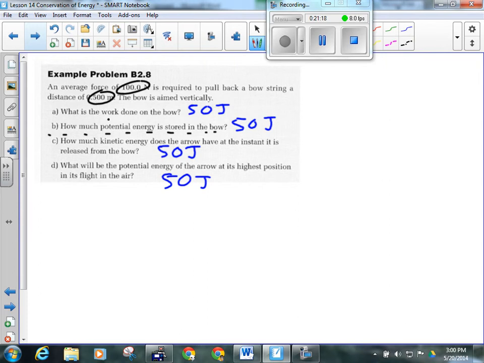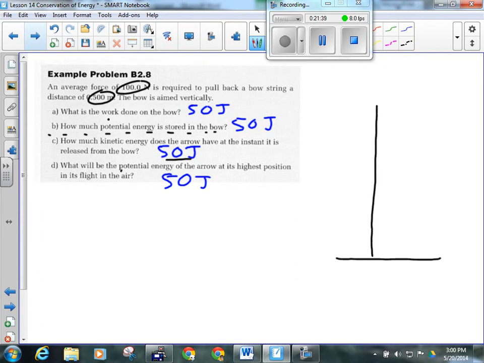Since the bow only has 50 joules of energy in it, it can only give the arrow 50 joules of energy. So the final kinetic energy of the arrow is 50 joules. Now, what's the gravitational potential energy of the arrow at its highest point? If I fire the arrow from ground level, it's going to fly upwards.